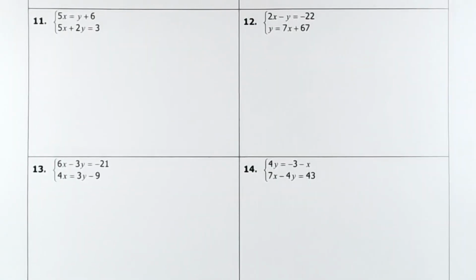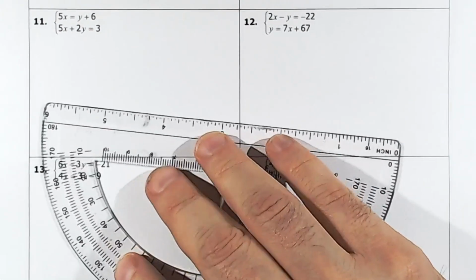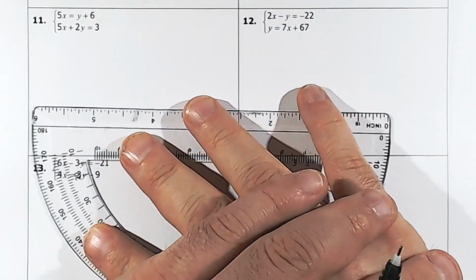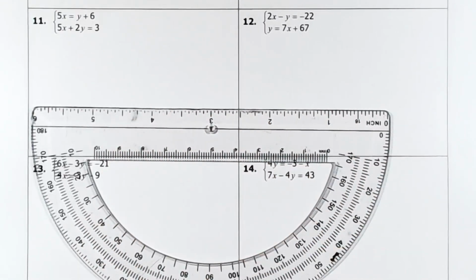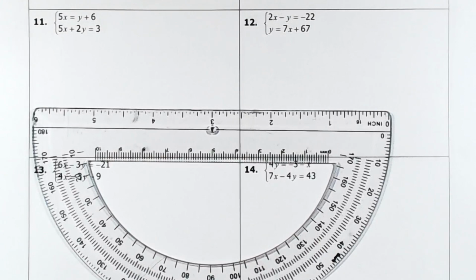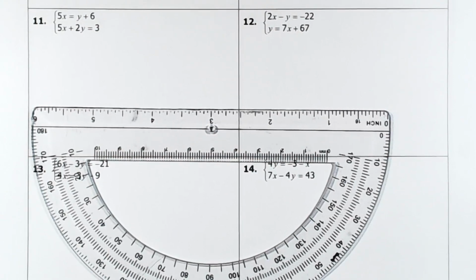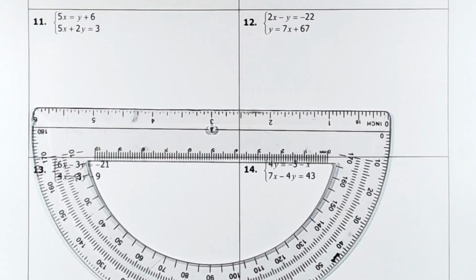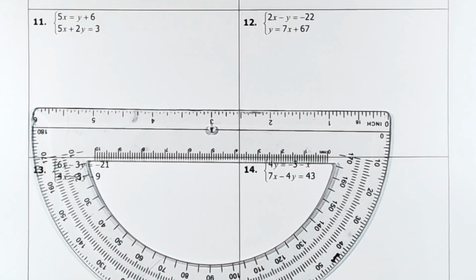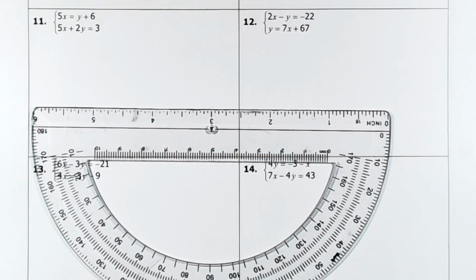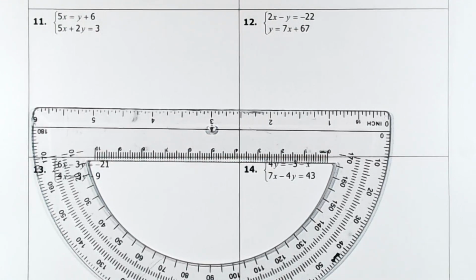Okay, now on to number 11. In number 11, we have a brand new problem. So we have to stop, think and pay close attention, or we will run ourselves right smack into a jackpot. So notice that we have 5x equals y plus 6 in the top, and then in the bottom we have 5x plus 2y equals 3. Now, you cannot proceed with this problem until you first get the equations in exactly the same form.